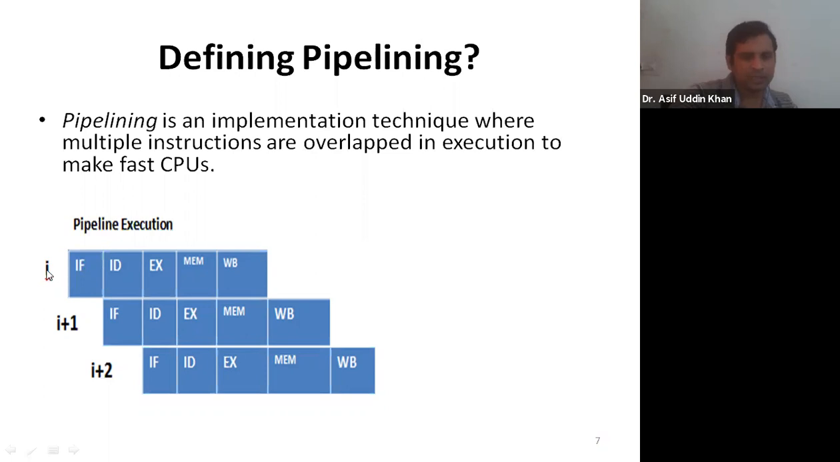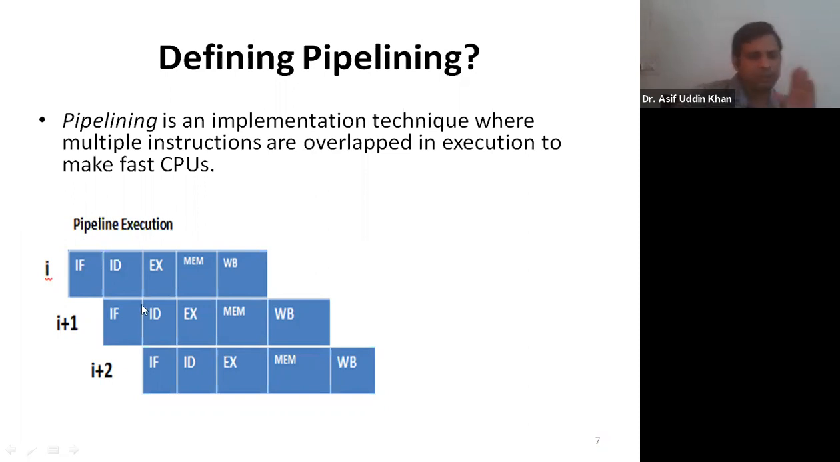Here instruction I does its IF operation. The IF operation is done for instruction I, and I plus 1 and I plus 2 are doing nothing in this clock cycle. Then in clock cycle number 2, instruction I is doing its ID phase, and instruction I plus 1 is doing its IF phase. And instruction I plus 2 is doing nothing.